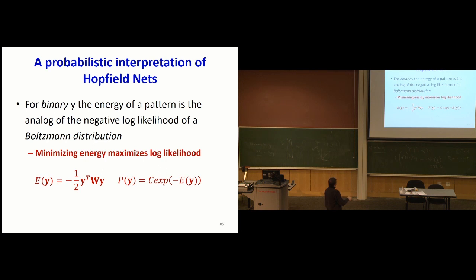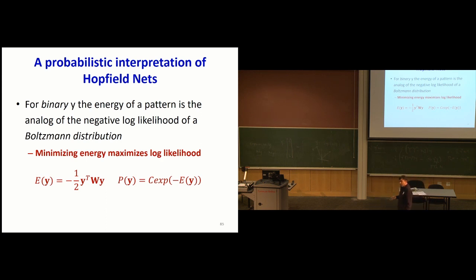Now, for each pattern, I can think of E(y) as the energy, which is minus half y transpose Wy, right? I'm trying to minimize the energy. I can completely artificially compose this probability distribution function, which is e raised to minus E(y). And so minimizing the energy is the same as maximizing this probability. So I've changed the perspective and converted it to a probabilistic machine.